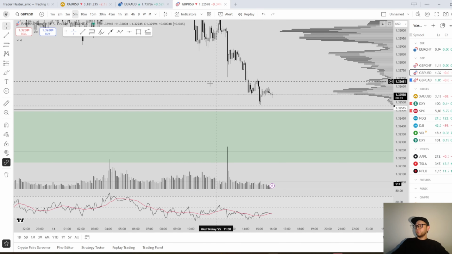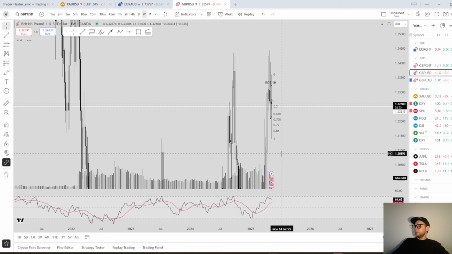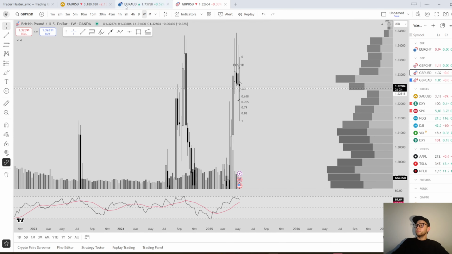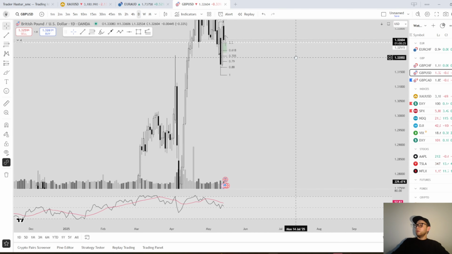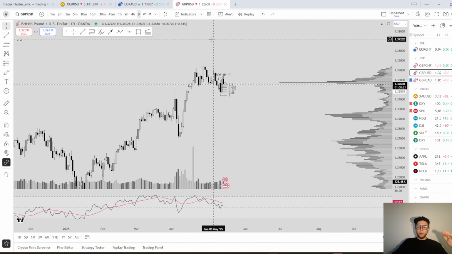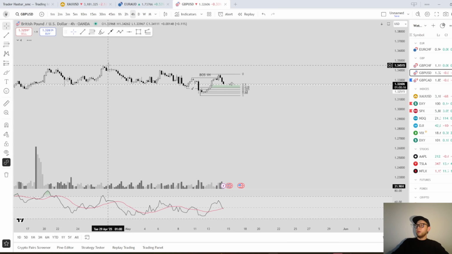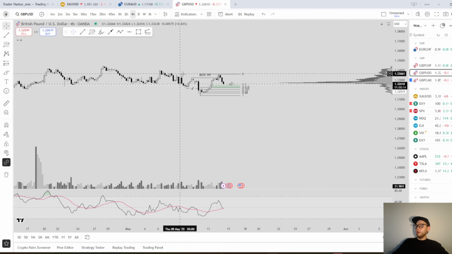GBP/USD. As you see, we are in a rising structure. We have liquidity.